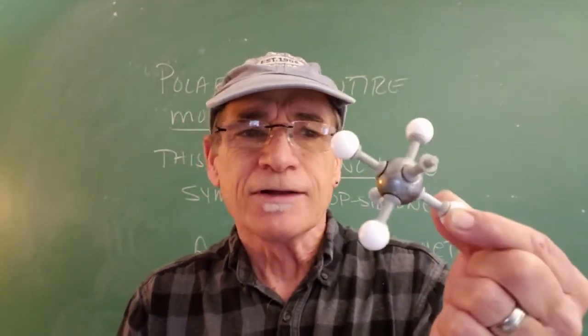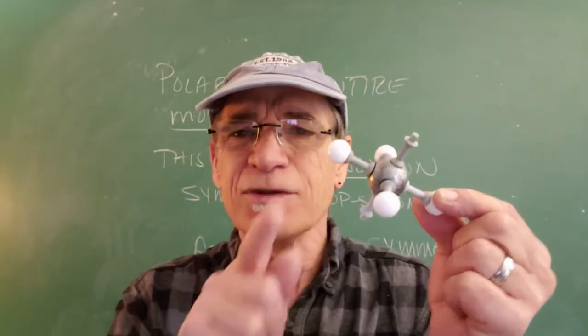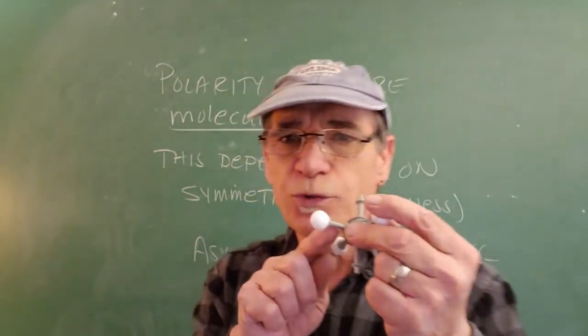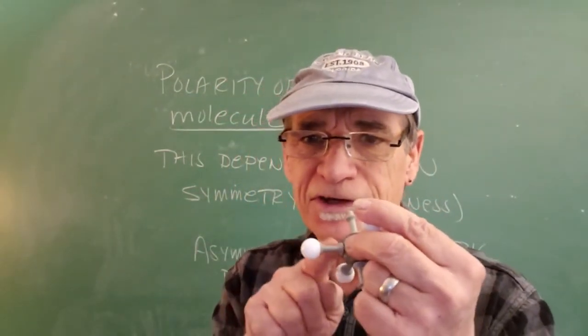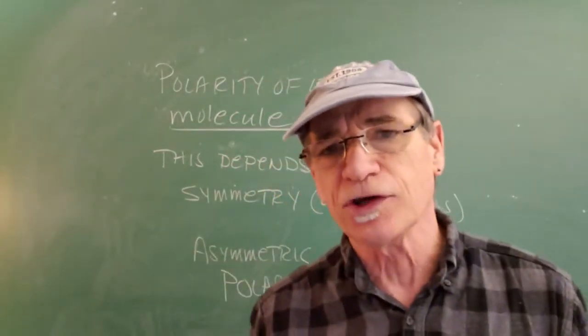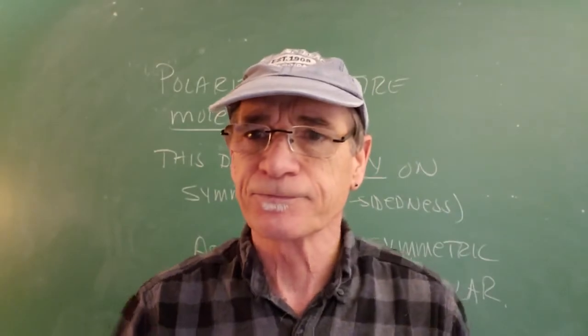All right, so now that we've looked at the idea of symmetry of the molecule, and then also looking at the polarity of the individual bonds, that's where you just go to the electronegativity table and look at their values. All right, well, let's go back to the report sheet, and we'll wrap this up.